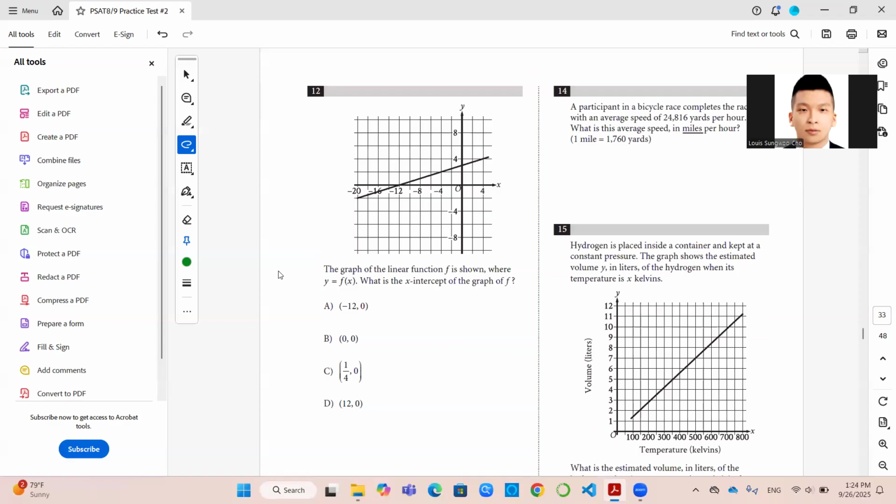The graph of the linear function f is shown, where y is equal to f of x. What is the x-intercept of the graph? x-intercept means when y is equal to 0. So when x is equal to minus 12, y is equal to 0. So A is the correct answer.